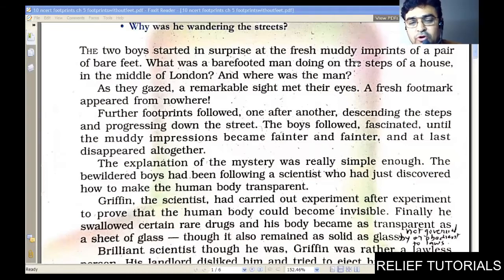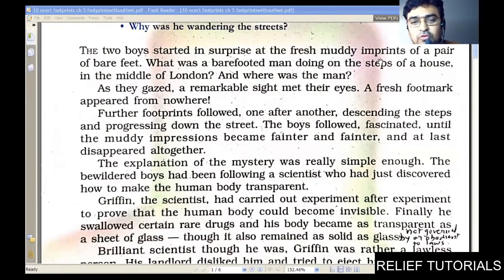Normally people are not seen barefoot. And where was the man? If the imprints were there, where was the man? As they gazed, a remarkable sight met their eyes. A fresh footmark appeared from nowhere. When they were gazing at the footprints, suddenly some imprints freshly appeared. But who left those footprints was not seen. So it was really very curious and amazing.